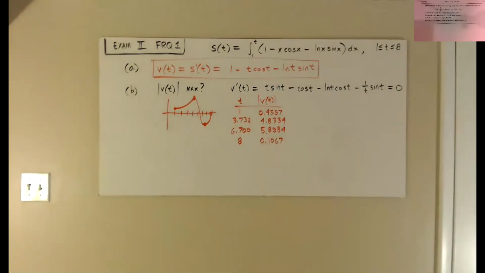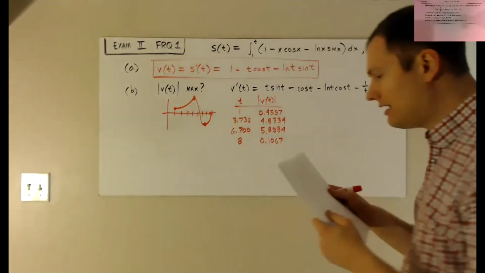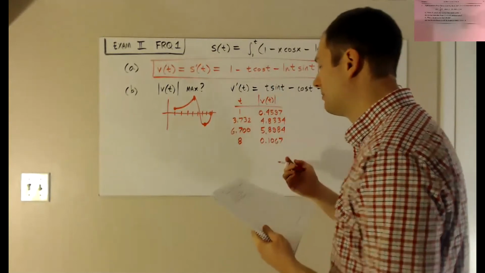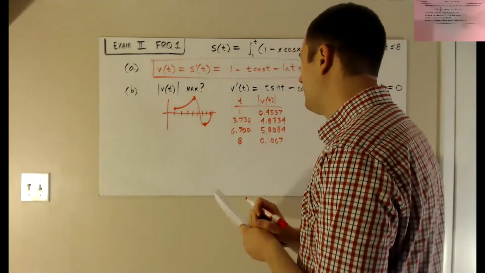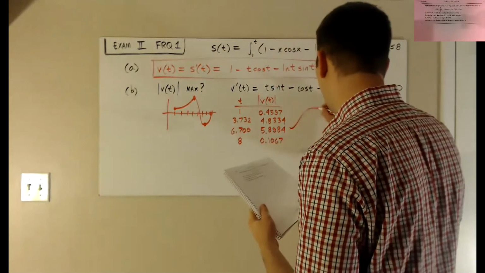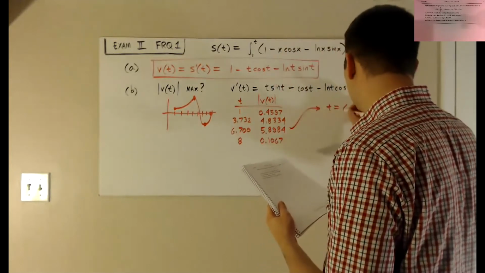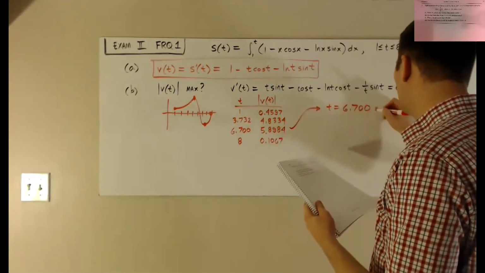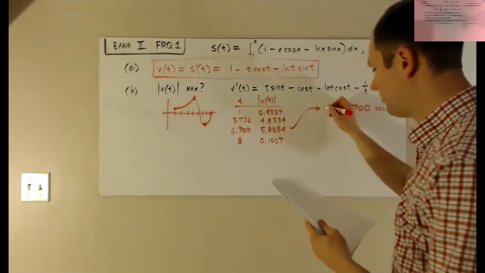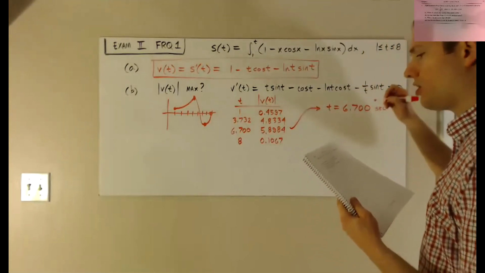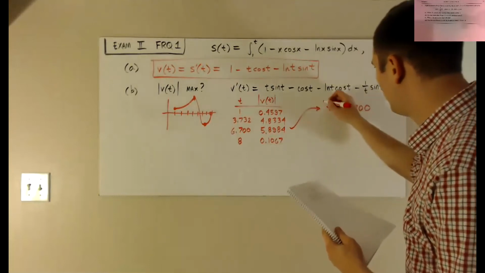Okay, so what are we supposed to do again? At what instant does the particle reach its maximum speed? It didn't even care about the maximum speed itself, it just asked when that happens. So the answer to that is at t equals 6.700 seconds. Or there are no units, so whatever.